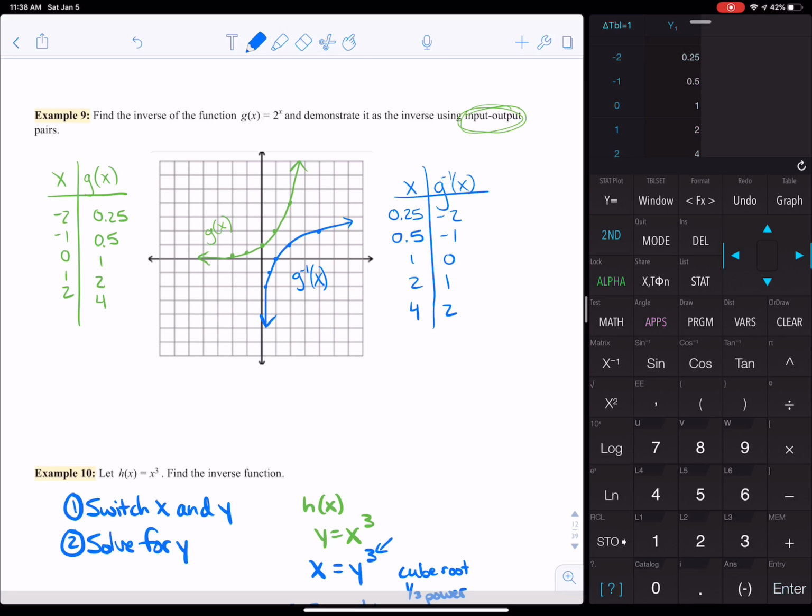So it said to find the inverse, so we did that by switching x and y just from our table. We demonstrated it as the inverse using the input-output pairs. So we've plotted them. Let's just add one more thing to our graph. Notice that these inverse functions always will reflect over this line y equals x. So that's a nice thing to just draw on our graph while we have another example. All right, so that's it for example 9.